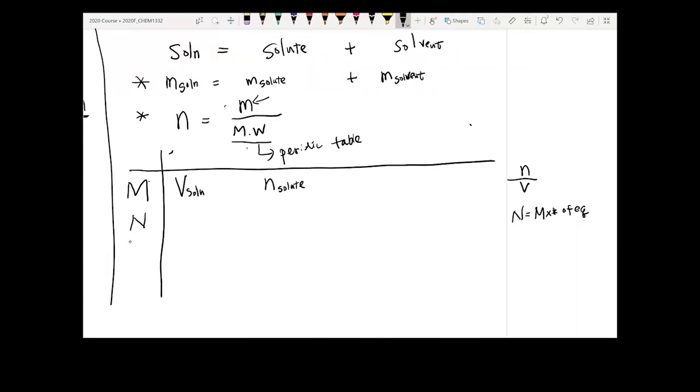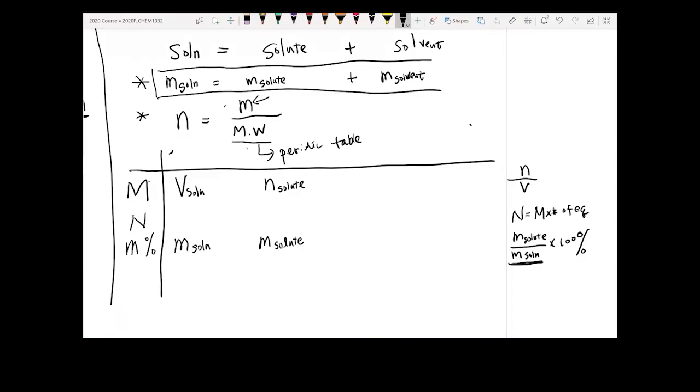Then we know normality is just equal to the molarity times the number of equivalents. Then we learned about mass percent. We need to know the mass of your solution and the mass of your solute. When you calculate, it is just the mass of your solute divided by the mass of your solution times 100%. The mass of solution is often combined with this. It may not give you the mass of solution directly, but it gives you the mass of your solute and the mass of the solvent.